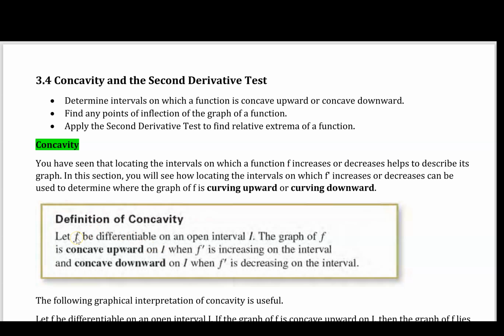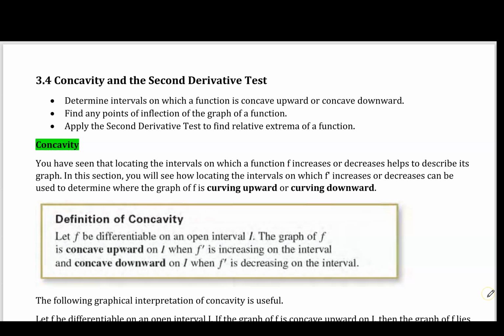Now suppose you have a function that is differentiable on an open interval I. The graph of the function f is said to be concave upward on that open interval when the first derivative is increasing on the interval. And it is said to be concave downward on I, or on that interval, when the first derivative is decreasing on the interval. Okay, so what does that mean?